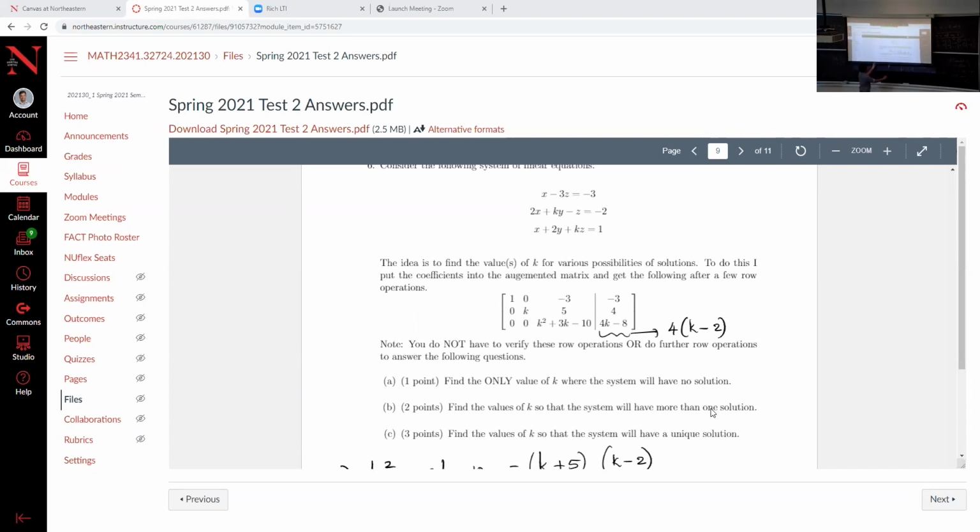So I gave them all these things, okay. I gave the system, I also simplified the matrix in the REF form, so they didn't have to waste time doing all that stuff. So I'm essentially asking them the same set of questions. Find the only value of k where there's no solution, more than one solution, and a unique solution.